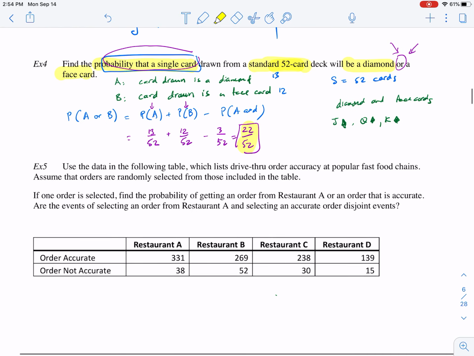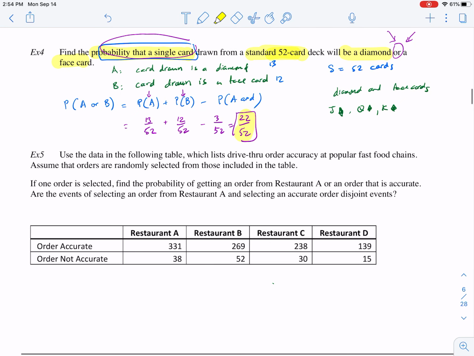All right, let's go over the next example. Use the data in the following table, which lists drive-through order accuracy at popular fast food chains. Assume that the orders are randomly selected from those included in the table. If one order is selected, this tells us we're going to use the addition rule. Find the probability of getting an order from restaurant A, or, right, "or" is another word that triggers the addition rule, or an order that is accurate. So we have 2 events here: an order is selected from restaurant A, and an order that is accurate.